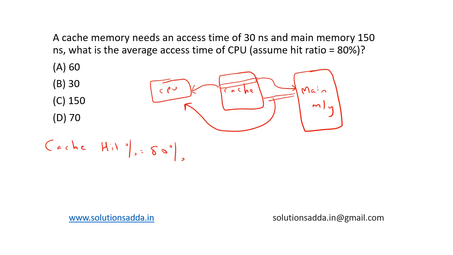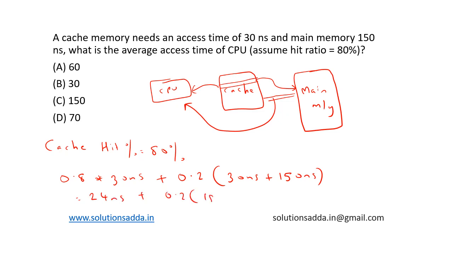So the basic formula to calculate the average access time is hit ratio of cache 0.8 into 30 nanoseconds, which is the access time for the cache, plus miss ratio in cache, that is 0.2, into time to check in the cache, that is 30 nanoseconds, plus time to search in the main memory, that is 150 nanoseconds. So we have 24 nanoseconds plus 0.2 into 180 nanoseconds. So in total we have 60. So the correct answer is option A, 60.